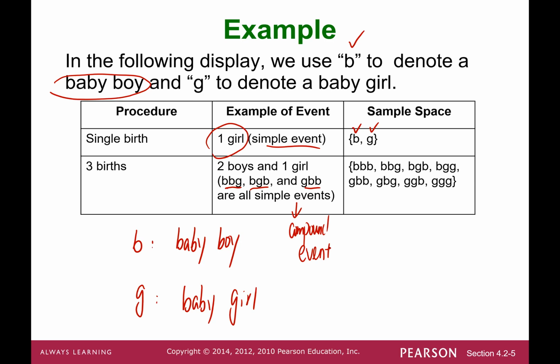Under this particular outcome, we could further break it down into 3 simple events: boy, boy, girl; boy, girl, boy; girl, boy, boy. And then the sample space is all the way from boy, boy, boy, all the way to girl, girl, girl.